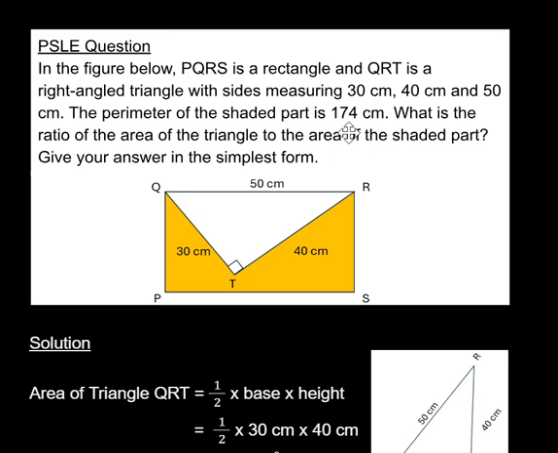The perimeter of the shaded part is 174. What is the ratio of the area of the triangle to the area of the shaded part? Give your answer in the simplest form. In this case, your child may not have learned the ratio part, but it's okay. We are focusing on finding the triangle.